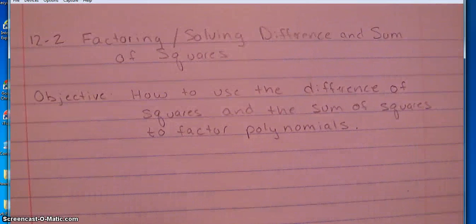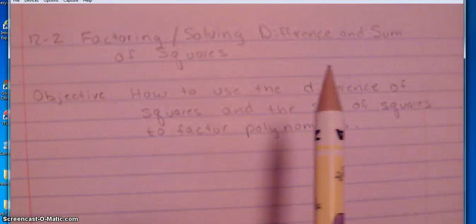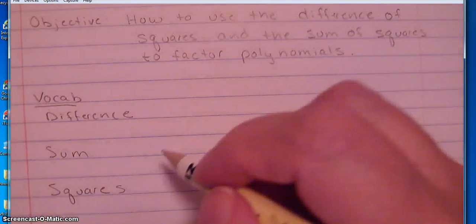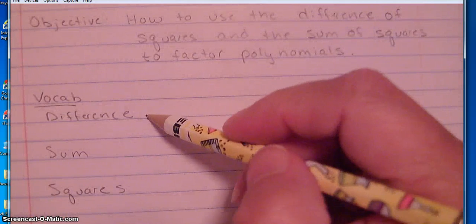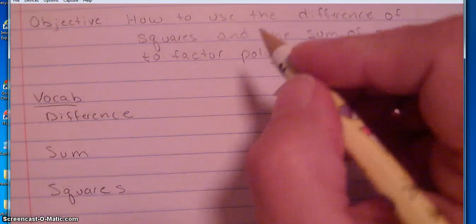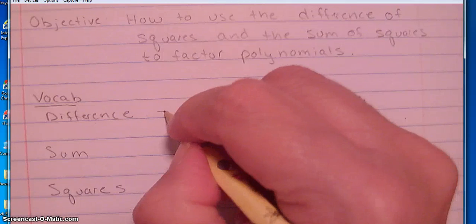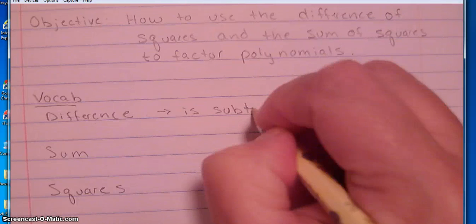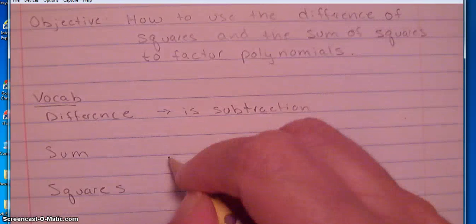The objective of today's video is to learn how to use the difference of squares and the sum of squares to factor polynomials. Okay, so some vocab I want to go over for tonight's video is difference, sum, and squares. Probably most of you know this, but difference is subtraction. It's the answer to a subtraction problem.